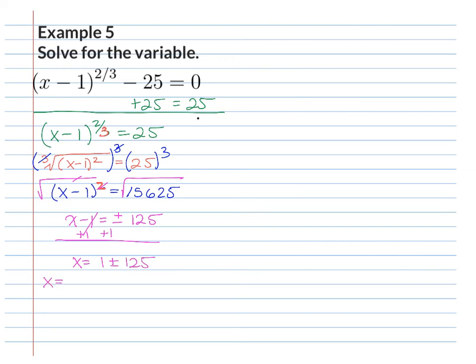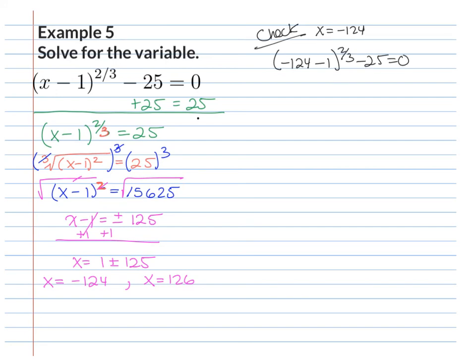That means x's possibilities are x equals negative 124 is one answer, or x is equal to 126. Since I got two answers, I'm going to check for extraneous solutions. And remember, you're going to substitute into your original equation. I'm going to check my answers. My first answer that I'm going to check is x equals negative 124. So negative 124 minus 1 to the 2/3 minus the 25 is equal to 0.